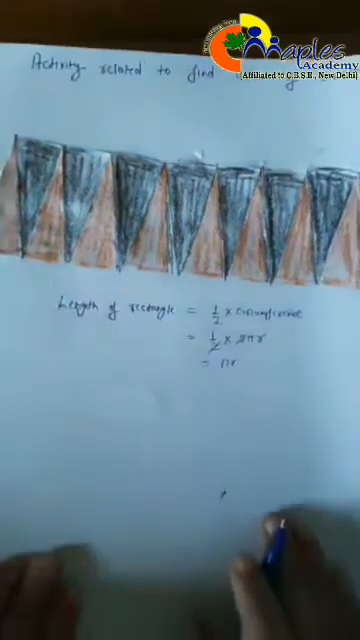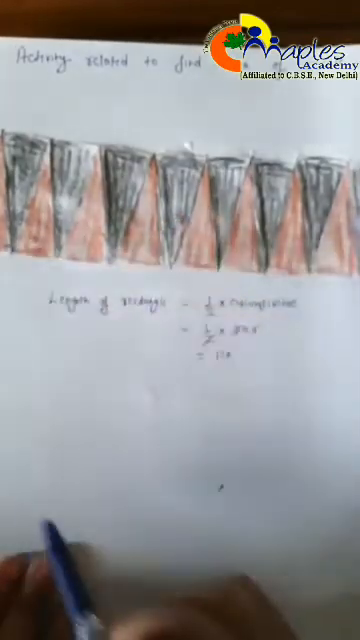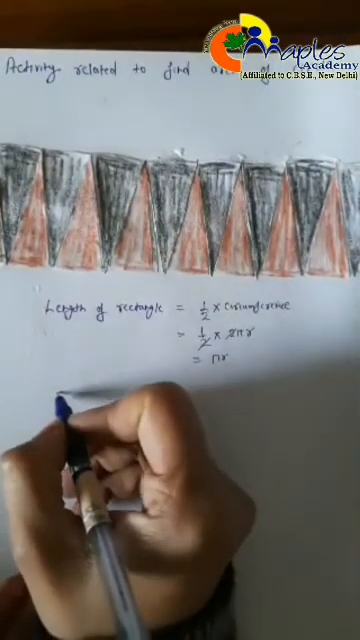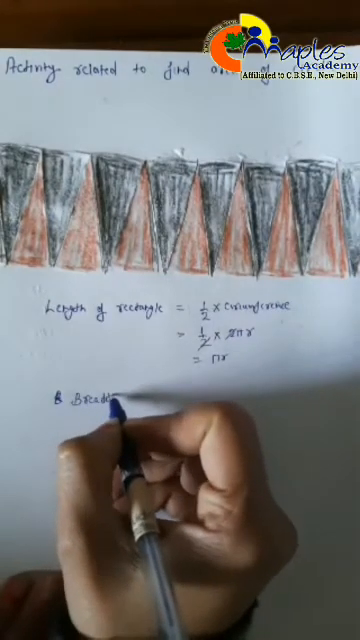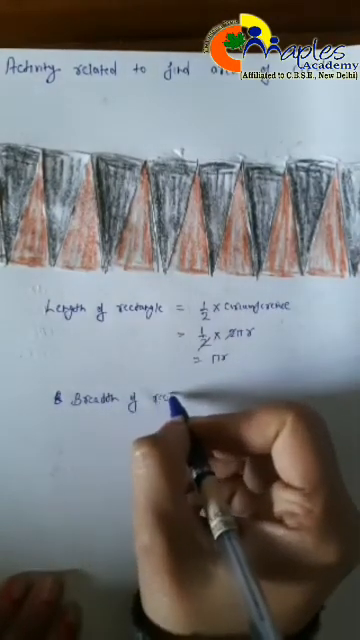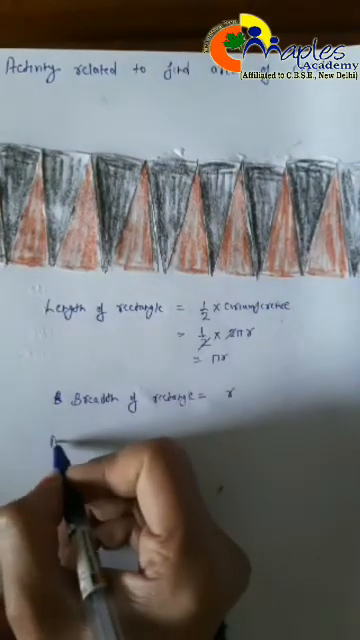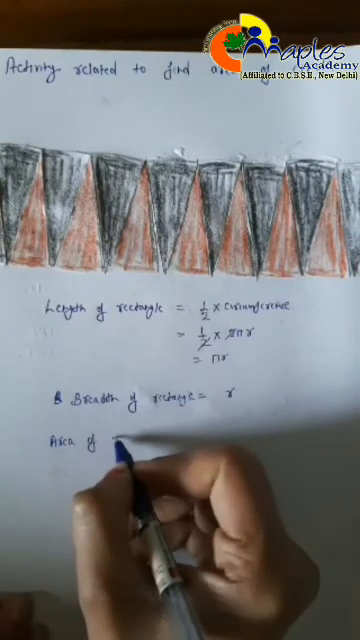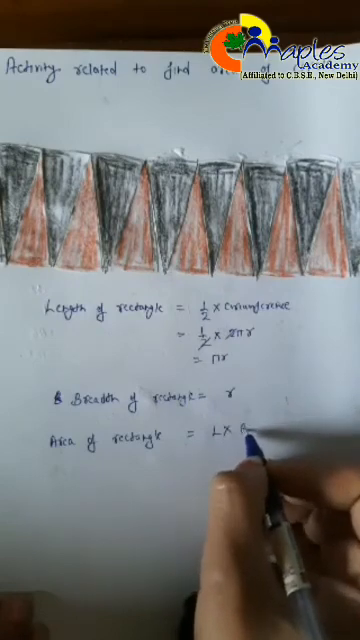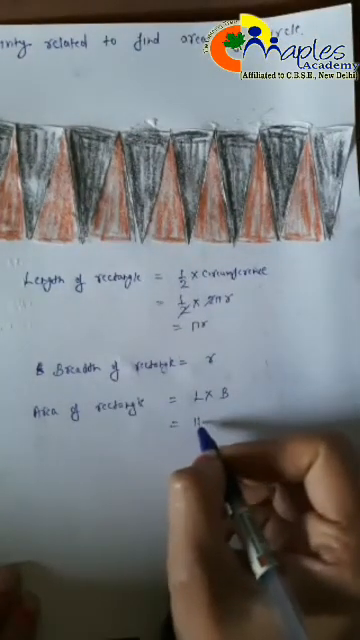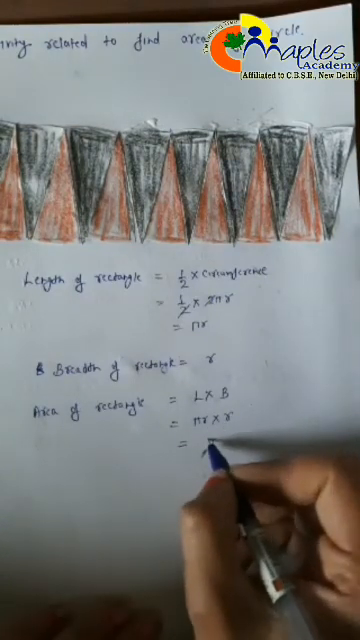Now breadth of rectangle is equal to the radius of the circle, because this line is equal to the radius of the circle. So I write breadth of rectangle is equal to r. Now area of rectangle is equal to L into B. L is equal to pi r and B is equal to r, and the multiplication of pi r and r is pi r square.